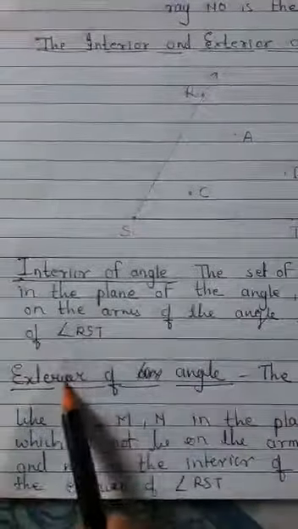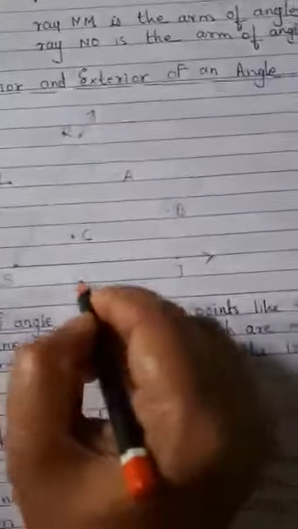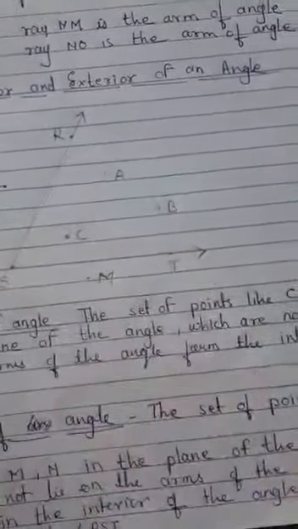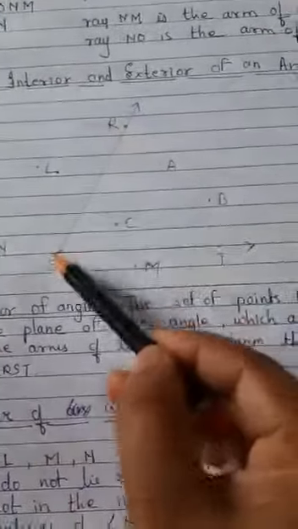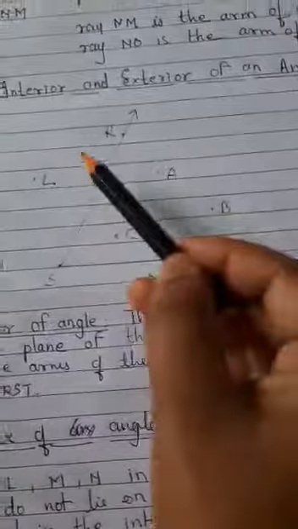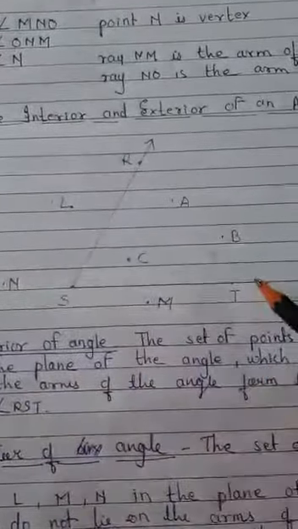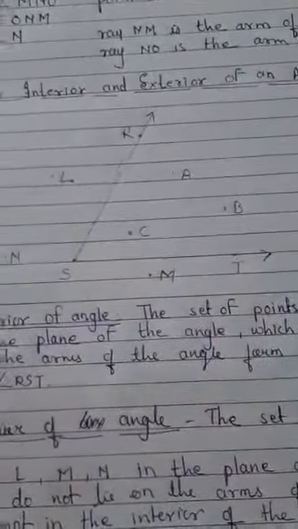Now let's see the exterior of an angle. So let me draw some points over here. Point L, point M, point N. Now these points are not on the arms of the angle, they are not inside the angle, but they are outside the angle. So such points which lie neither on the arms of the angle nor inside the angle are called the exterior of the angle.